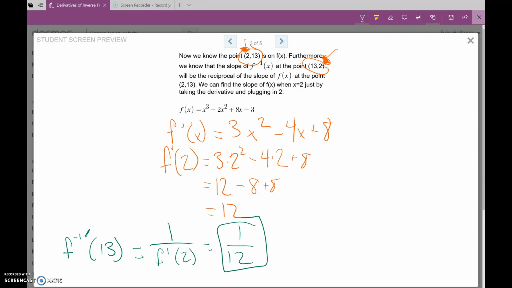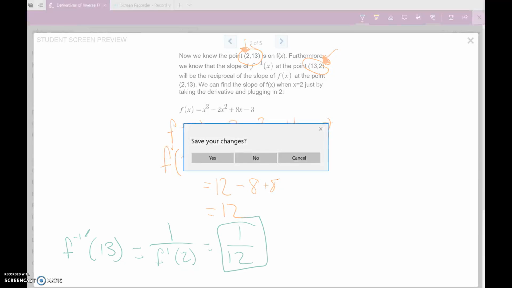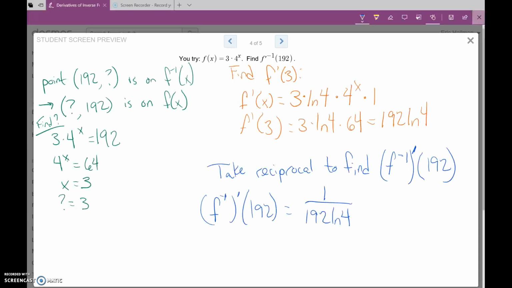Okay, we're going to see another example. Okay, here's an example for you to try. I'm going to pause it and put up the work, and then you can check to see if you got it right. But you go ahead and try it and pause it. Okay, so here's the solution.